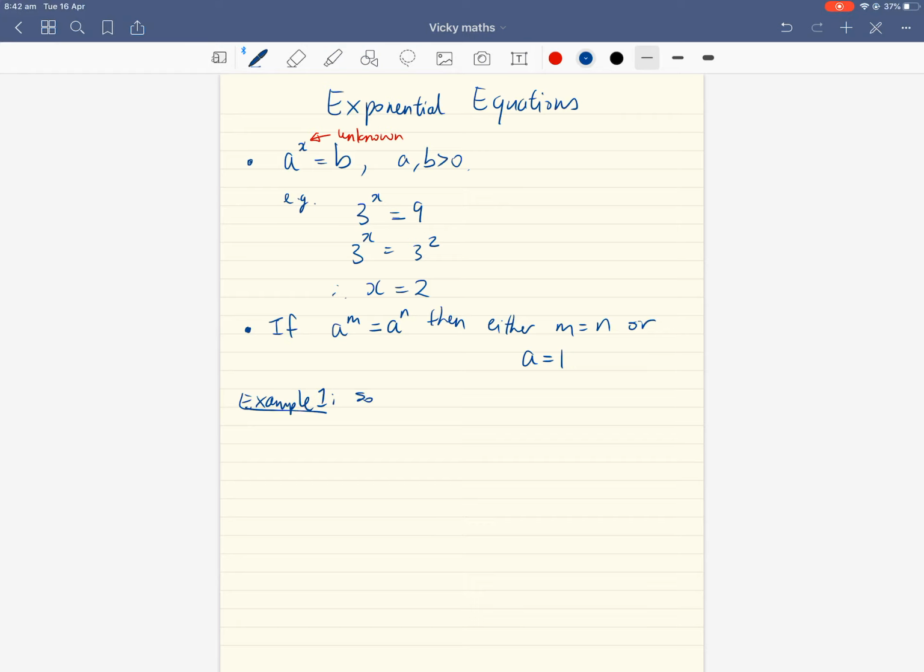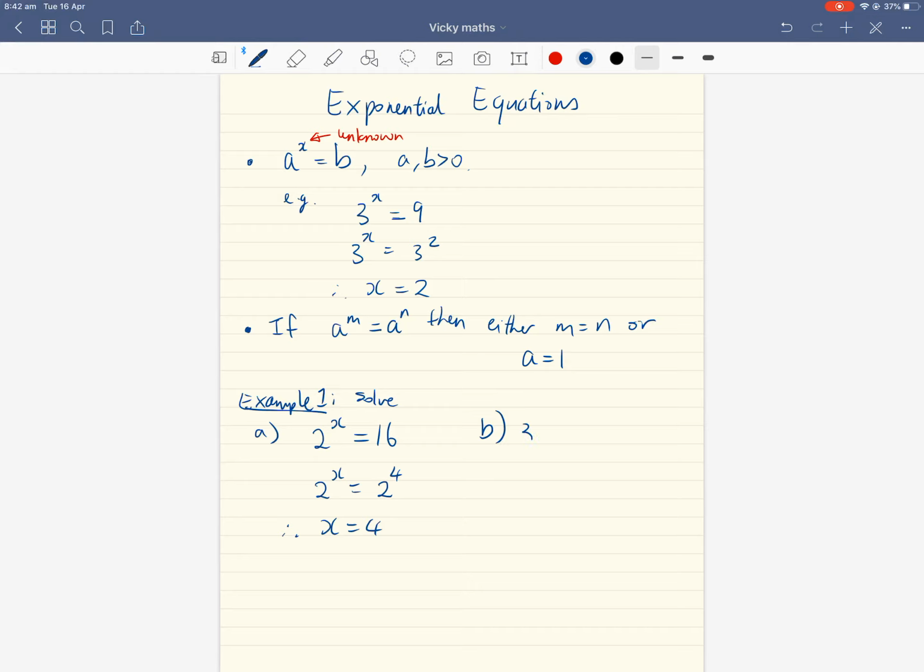Let's try solving 2^x = 16. So 2 to what power gives me 16? If you don't know your powers of 2, maybe trial and error with a calculator. But 16 is 2 to the 4. So using our pattern from before, if two things have the same base, then either the power is the same or the base is 1. Well, our base right now is 2, so therefore our powers must be the same. So in other words, x must be 4.